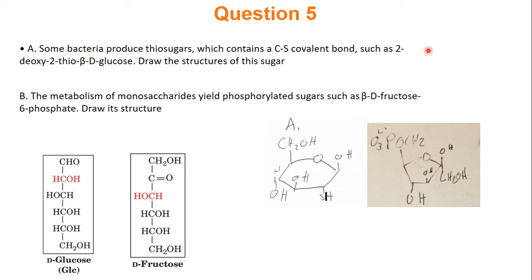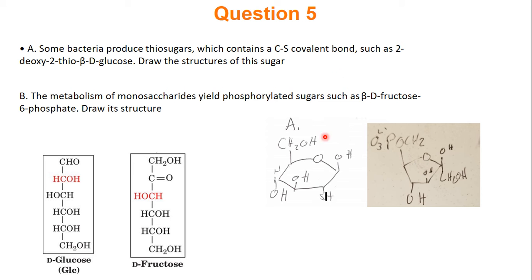Alright, so in your body and other organisms as well, we can produce modifications of our sugars. So some bacteria will produce what are called thiol sugars. A thiol sugar is, instead of an OH, you can have an S there, sulfur. Sulfur means thiol. So if we look at 2-deoxy 2-thiol beta D glucose, what does that look like?